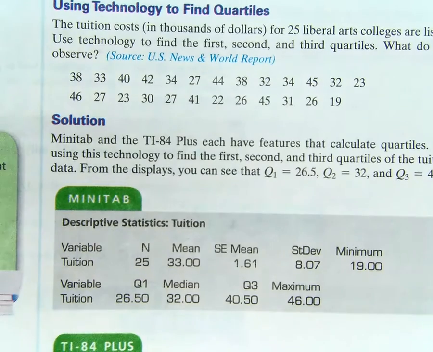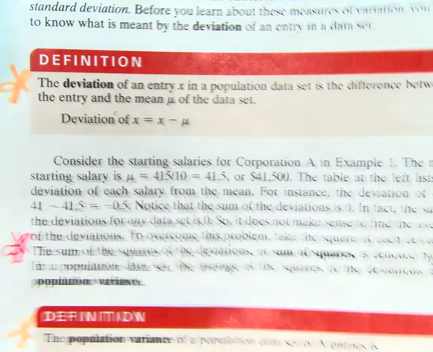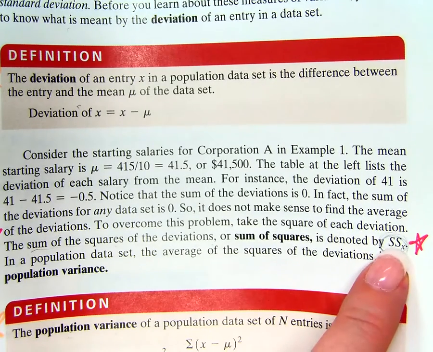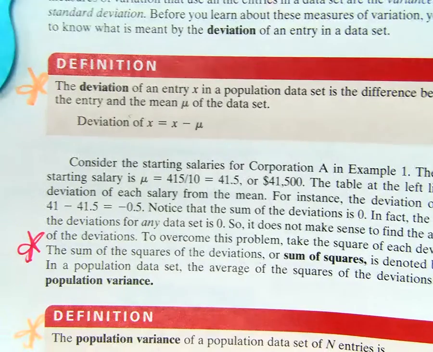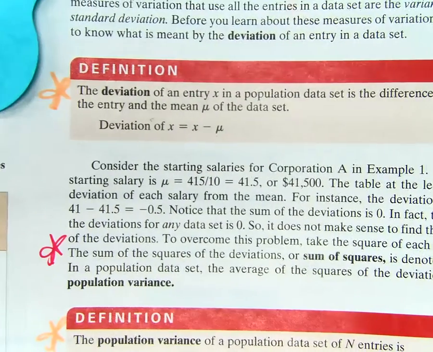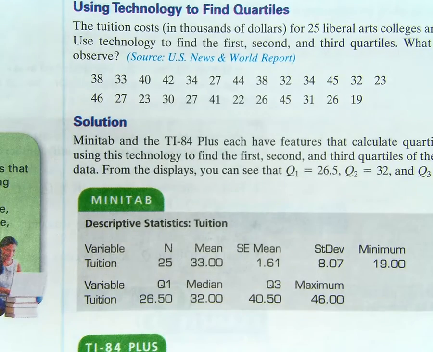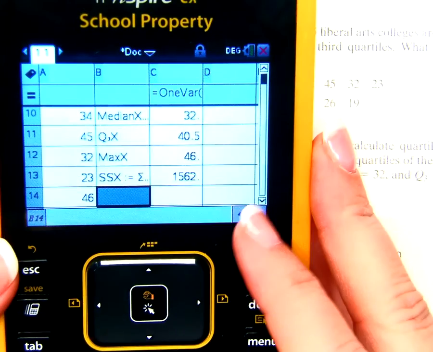We talked about that a little bit yesterday in our section where it talks about sum of squares, and it's denoted by this SS sub x. It's the population variance. The average of the sum of squares is the population variance. Any questions about any of that stuff on the calculator I just showed you?